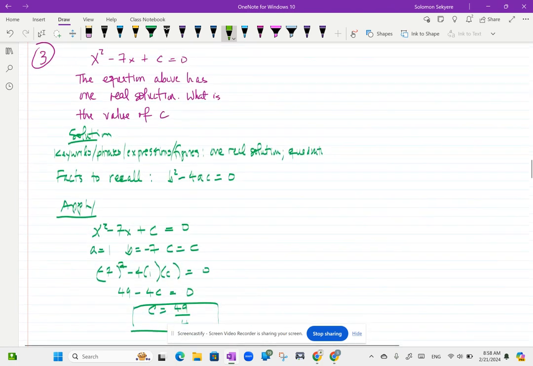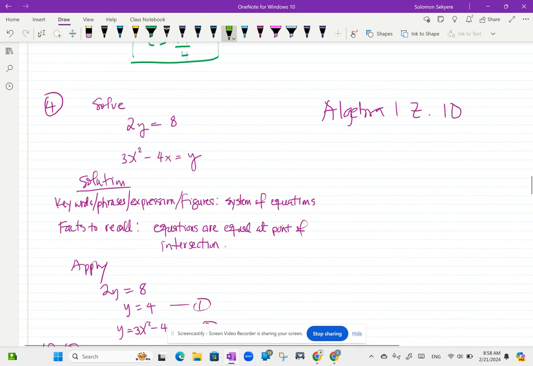Okay, so now, what if I give you this one here? Solve this system of equations. Would you be able to do it? More practice over here. If I give you this system of equations, can you solve it?